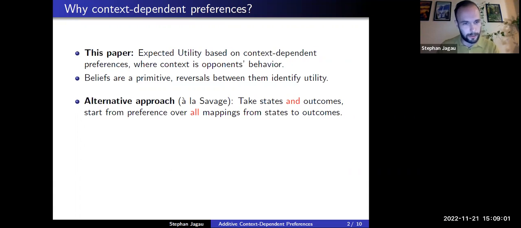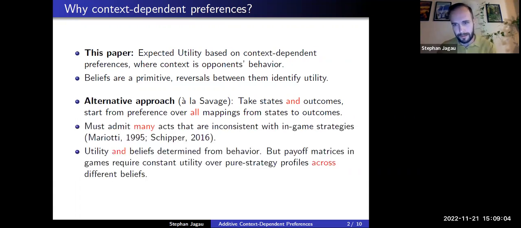Now, why is that not so attractive? Maybe there's two reasons why you might not find this so attractive. First, we have to admit many acts, and a lot of those acts are going to be inconsistent with in-game strategies. If you think of all mappings from states and outcomes to the reals, well, some of those are not going to be implementable in terms of mixed strategies in the game. So that's kind of a problem if we want to study behavior empirically and derive preferences from empirically observable behavior.